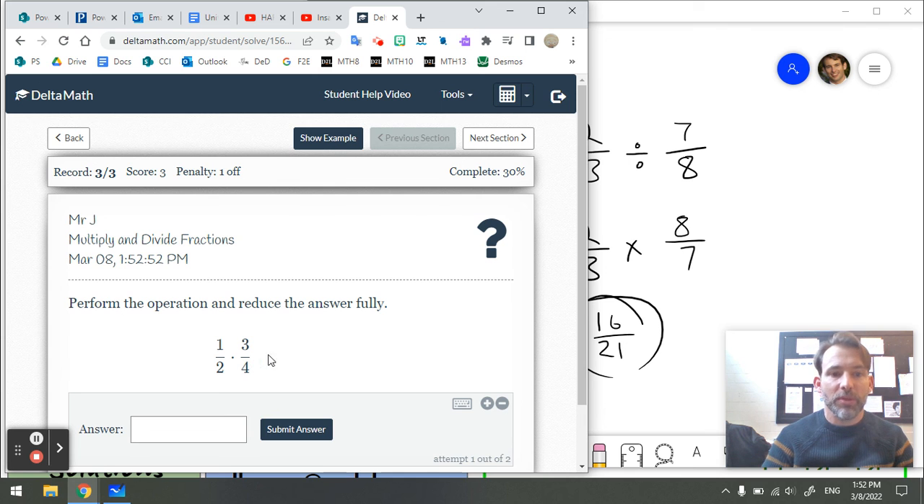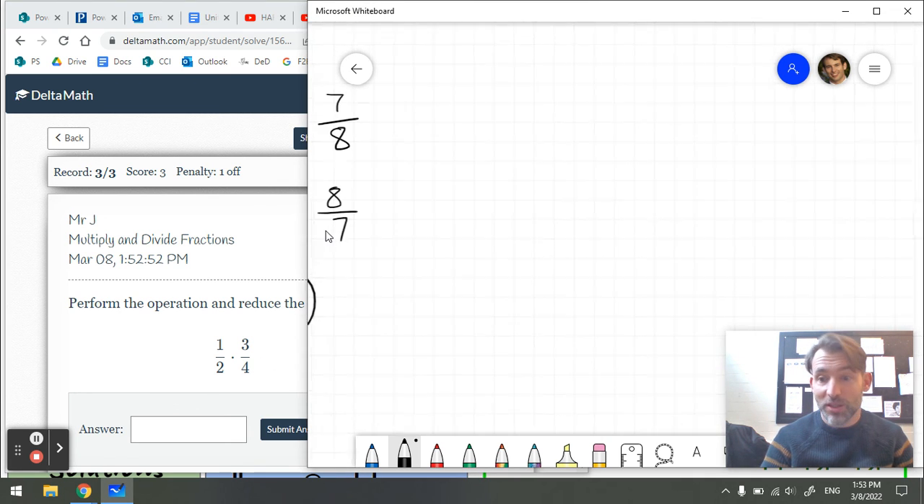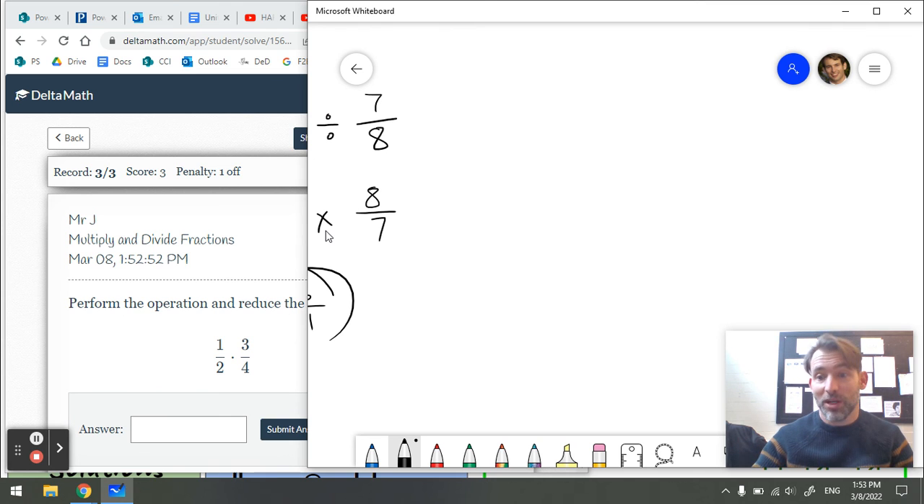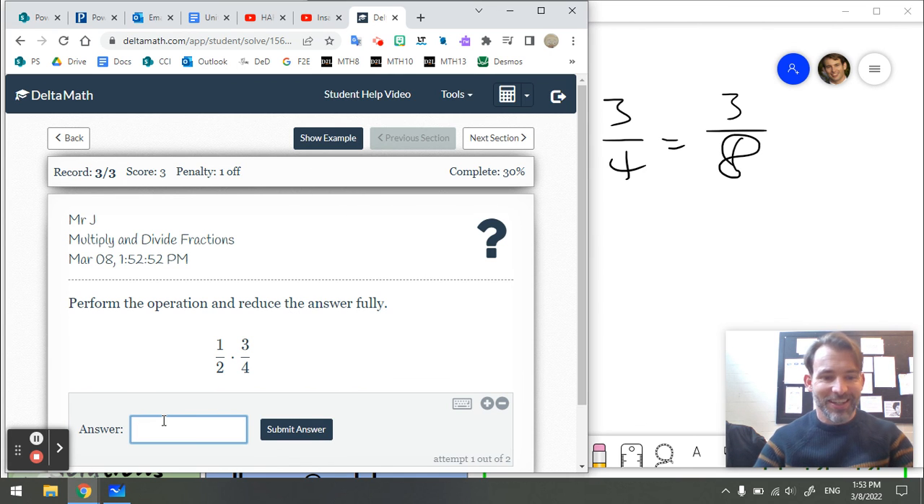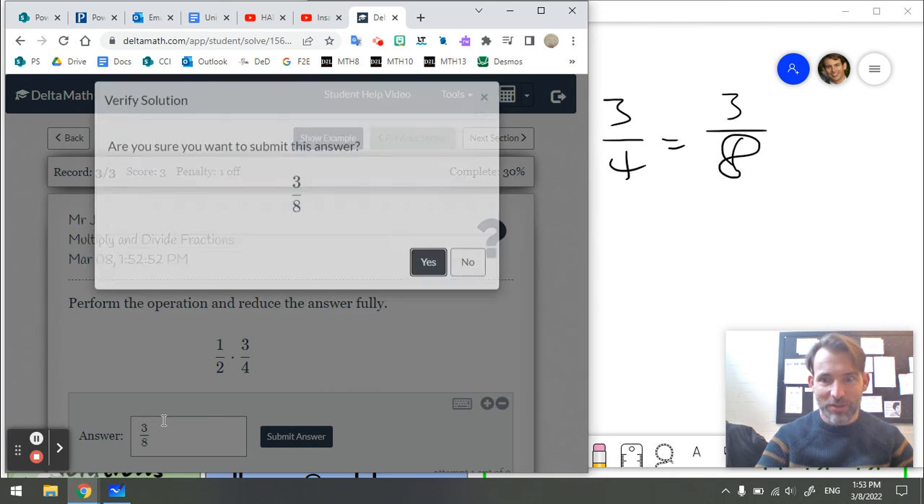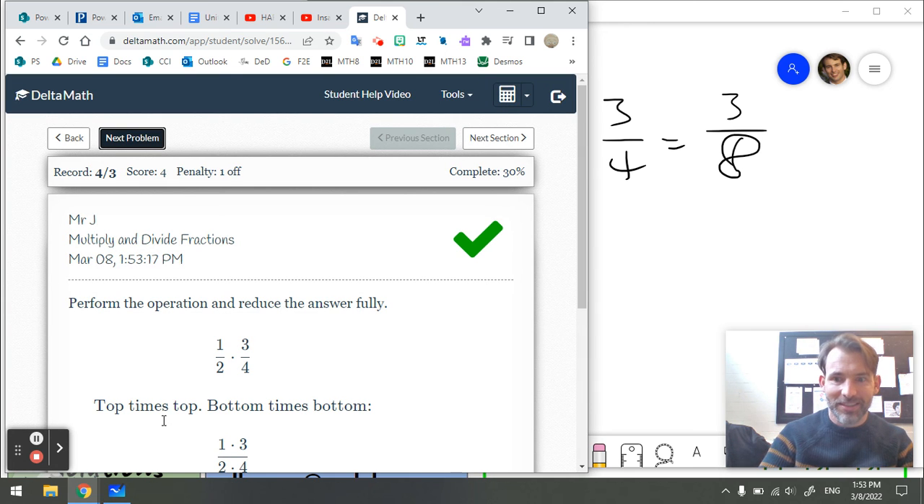Okay, so I want another problem, and here we go. It's a multiplication problem. Multiplication is very straightforward compared to the other three operations. You just go top times top over bottom times bottom. 1 over 2 times 3 over 4 equals 1 times 3 on top and 2 times 4 on the bottom is 8. 3 over 8. I was about to write 6, and I was like, oh, that's not 6. Why is that not 6? It's not 6. That's how you do those.